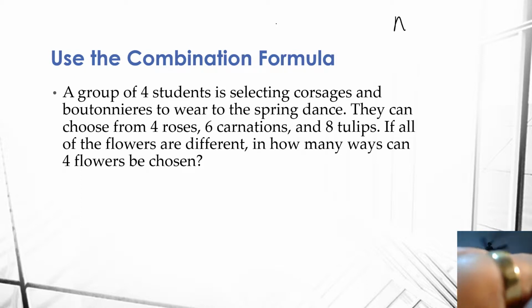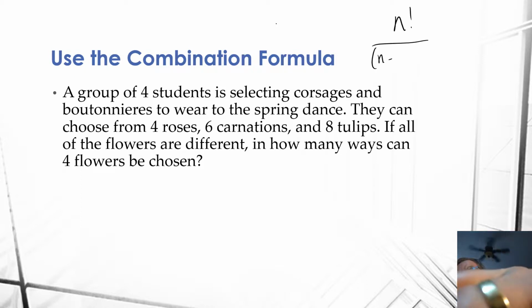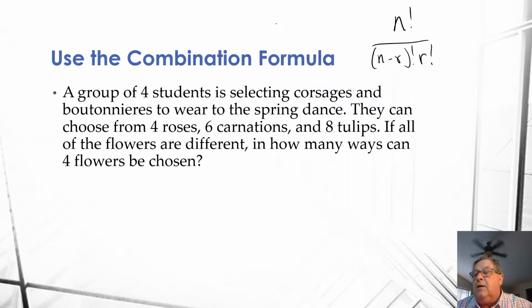One of those is we've got n factorial over n minus r factorial. That's with our permutations. But with our combination, the denominator here, n minus r factorial, is also multiplied by r factorial. N again meaning the total number of objects, and r being the number that are going to be chosen. So let's look at what we have here.